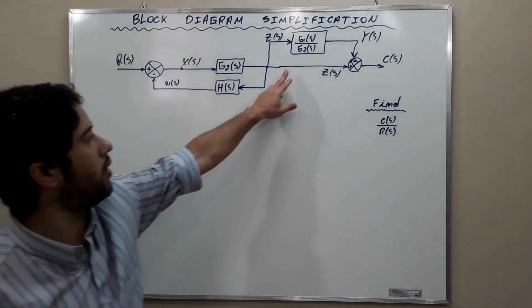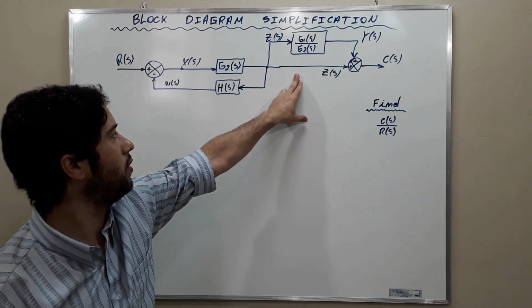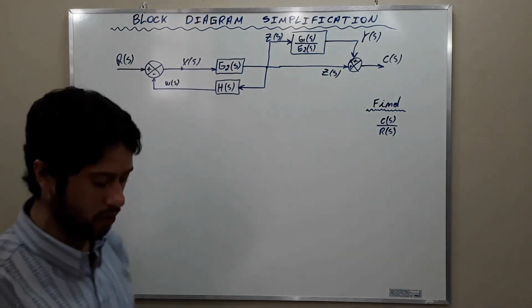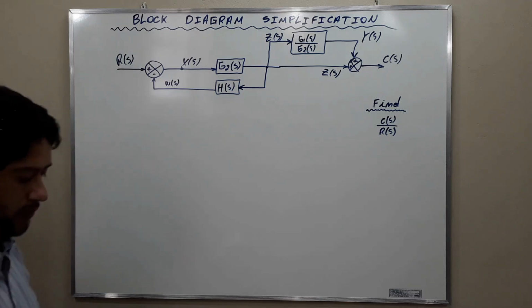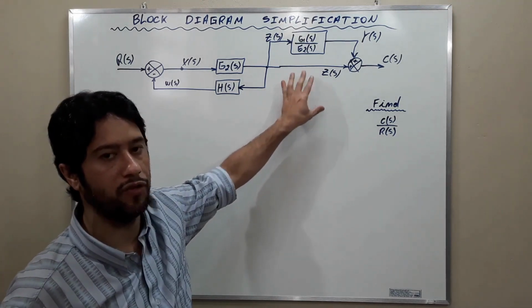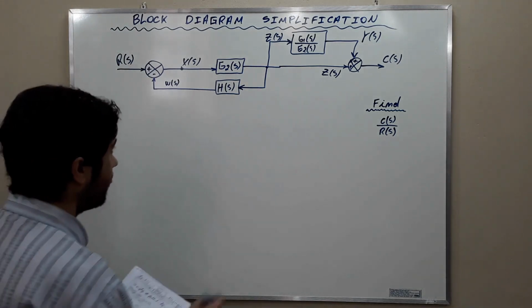And this loop here, this is not a feedback loop. This is a feedback loop, but this is not a feedback loop. How can we simplify this loop here that is not a feedback loop? We are going to do the following.